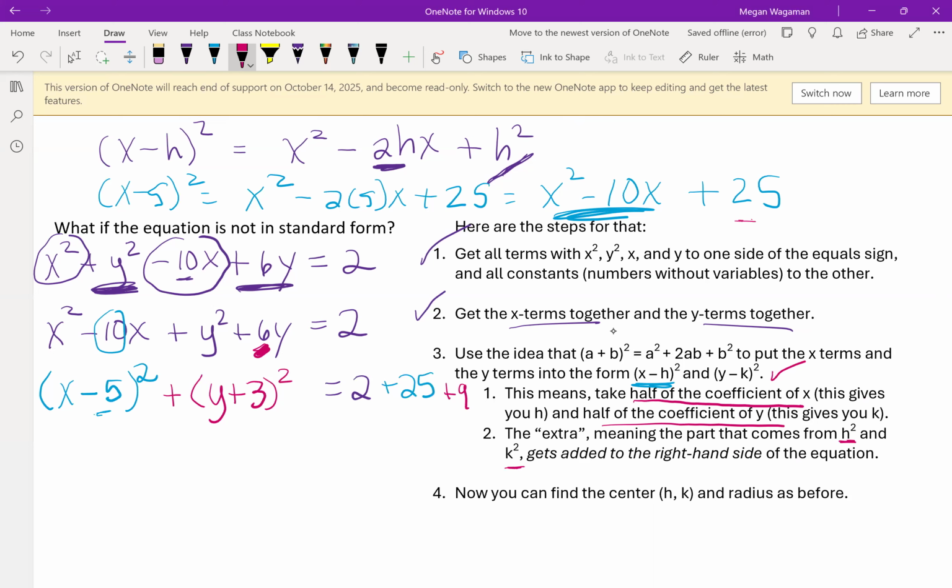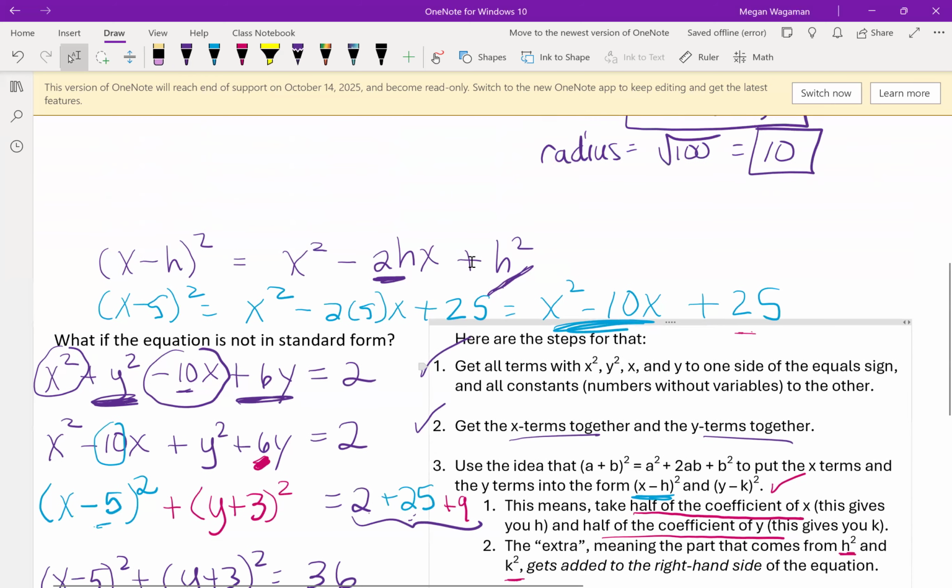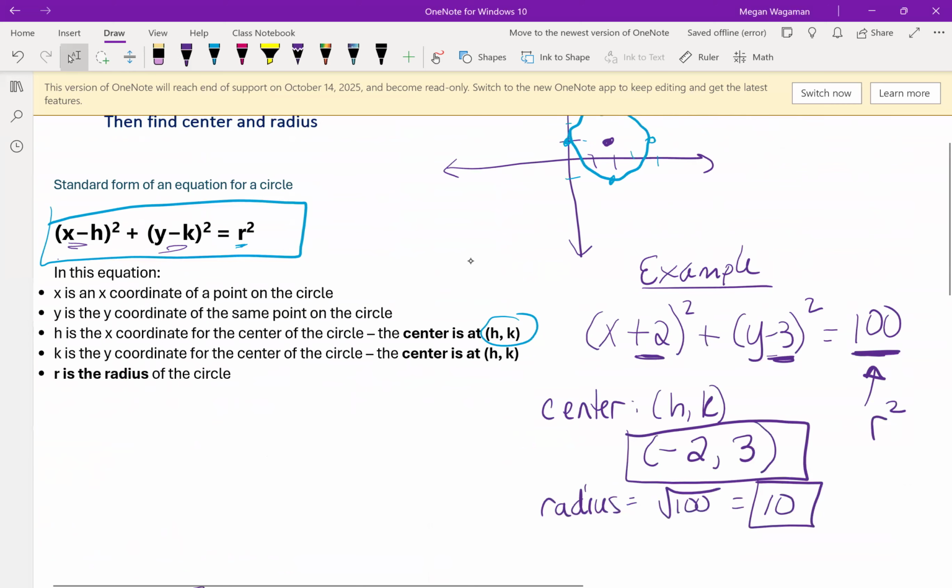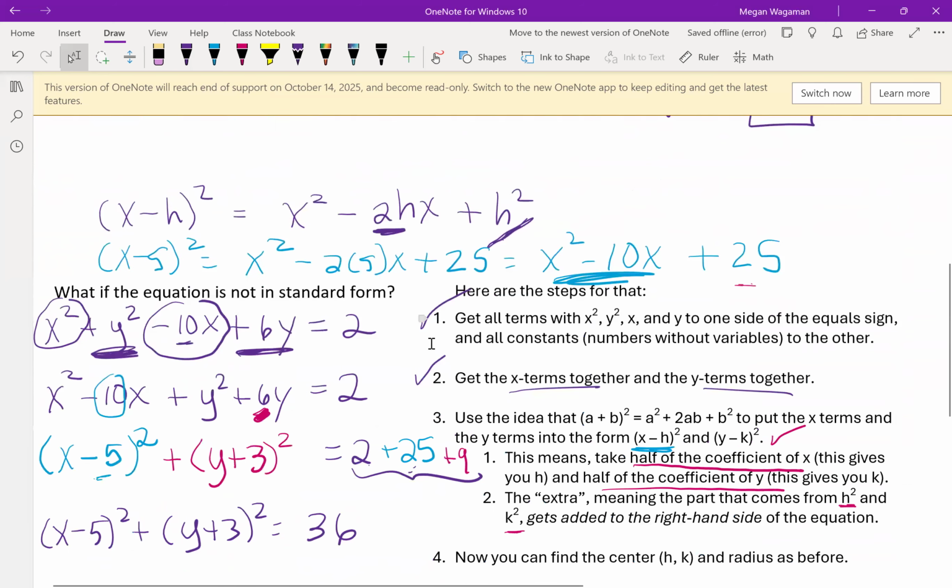So now I'm just going to simplify things a little. So I have my (x minus 5) squared, (y plus 3) squared. I can add all these together. So 2 plus 25 is 27, plus 9 is 36. And now I have it in this proper form. So I can tell what my center is with the h and the k. I can tell what my radius is because the number by itself is the r squared.